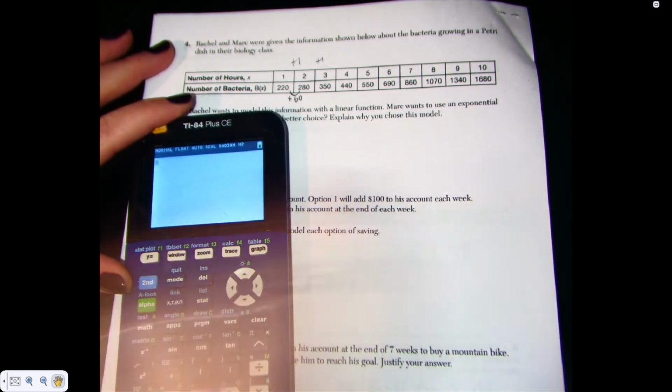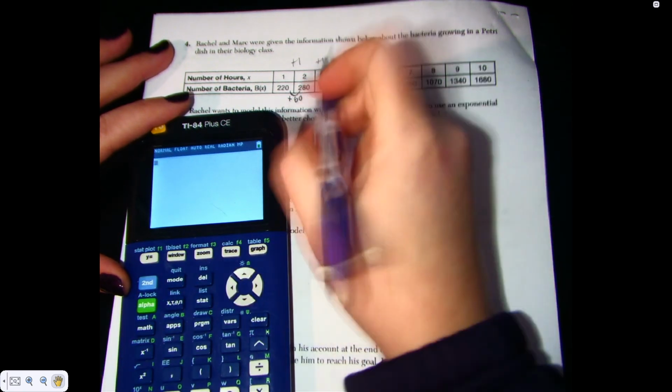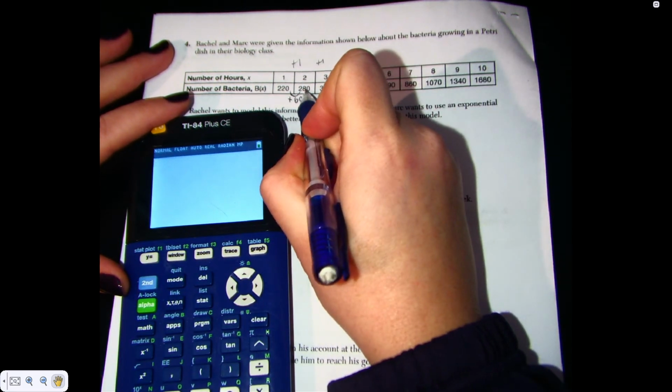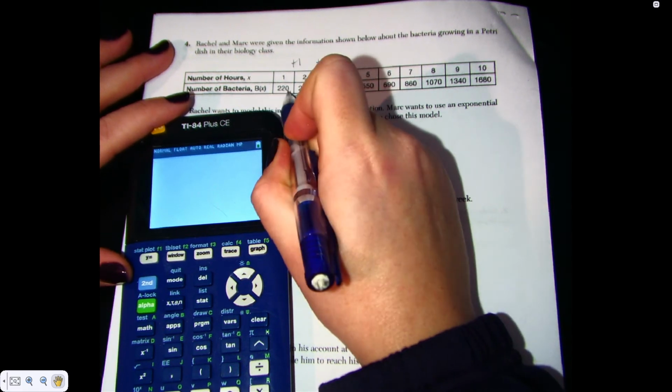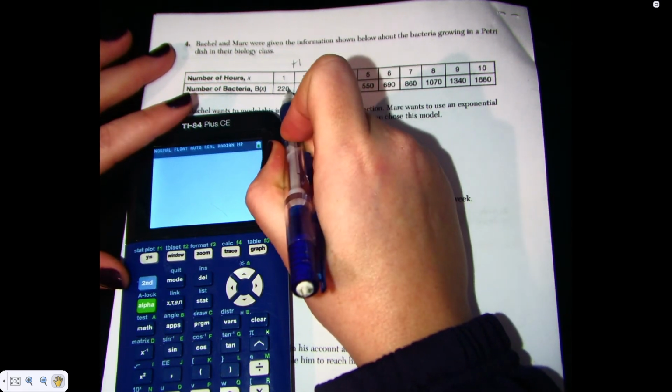So how am I getting from 220 to 280? So I'm going to do 280 minus 220. So this says I would be adding 60. And if I were multiplying to get to the next number, I'd have to divide these 2 numbers. So notice how I'm looking for the opposite. If I want to know how I'm adding, I need to know the difference between the 2. If I want to know how I'm multiplying, I need to know division of these 2.